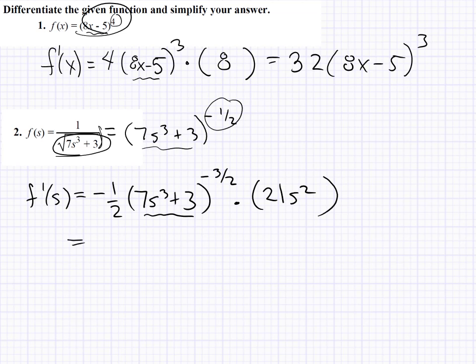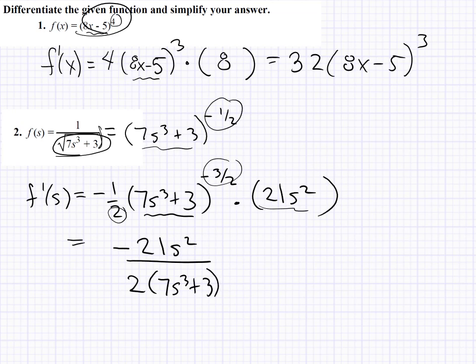We're done. This is to a negative exponent, so I'll bring it to the denominator. This 2 is already in the denominator. I have this negative here. I have this negative, this 21s squared. So I get negative 21s squared over 2 times 7s cubed plus 3 to the positive 3/2.